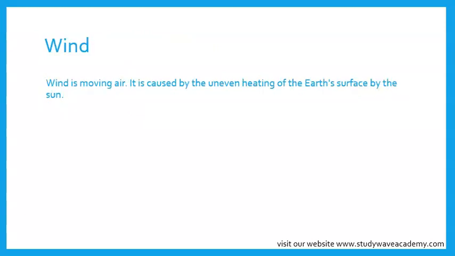Wind. Wind is moving air. It is caused by uneven heat of the Earth's surface by the sun. Okay? Wind is air that is moving. Do you understand that? Imagine the air around you is like an invisible friend that can push things gently or make things sway.